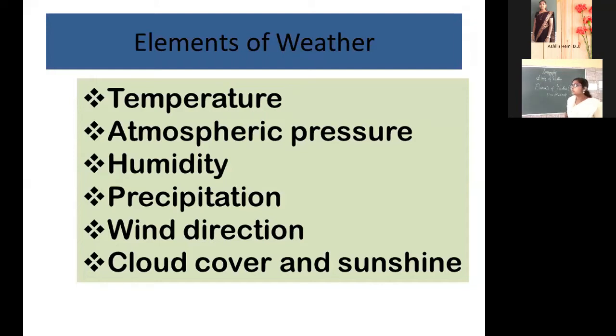Temperature, atmospheric pressure, humidity, precipitation, wind direction, cloud cover, and sunshine. These are the elements that determine weather and climate. It is one of the important questions. So this is what we are going to learn in detail in this particular lesson.